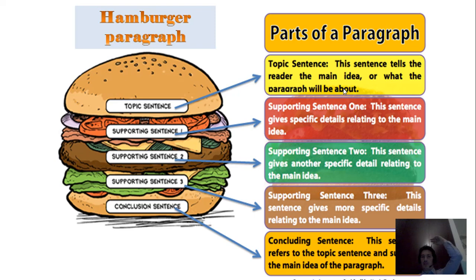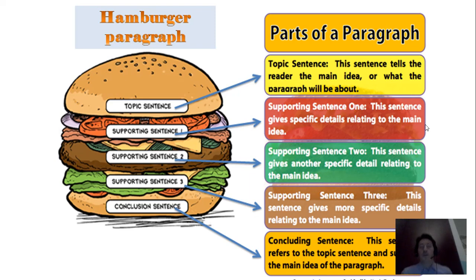So the topic sentence starts the paragraph, introduces it just like the bun. The top part of the hamburger is what keeps it together at the top, and the bottom bun keeps it together at the bottom. And the topic sentence and the concluding sentence are very similar. So the topic sentence tells the reader the main idea or what the paragraph will be about. And the concluding sentence, the last sentence of the paragraph, goes back to the topic sentence and sums up what you talked about. And then inside your paragraph, you have some details.